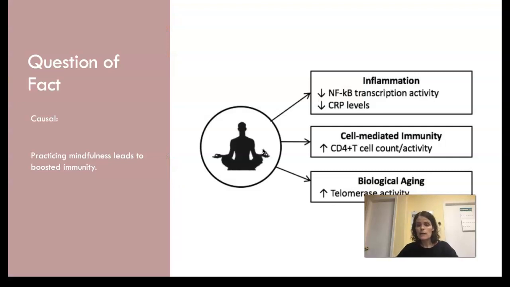Another way you can organize a question of fact is using a causal pattern. And that's where you establish that one thing leads to another, that there's a link, because sometimes people don't see that connection or don't believe that that connection is real. So here I say practicing mindfulness leads to boosted immunity. And I found this little chart. And so here I would need to talk about the direct link, that practicing mindfulness causes better immunity. And then I would need facts to back that up.